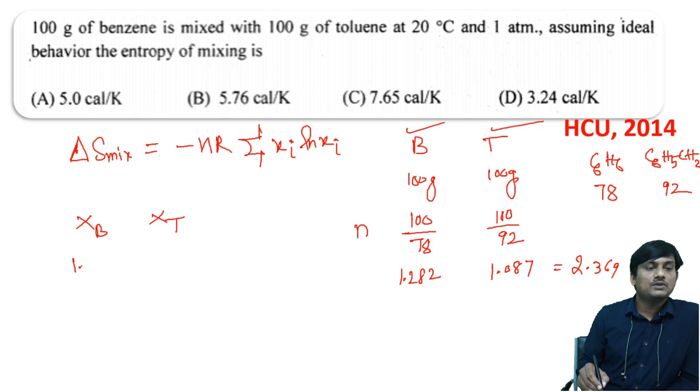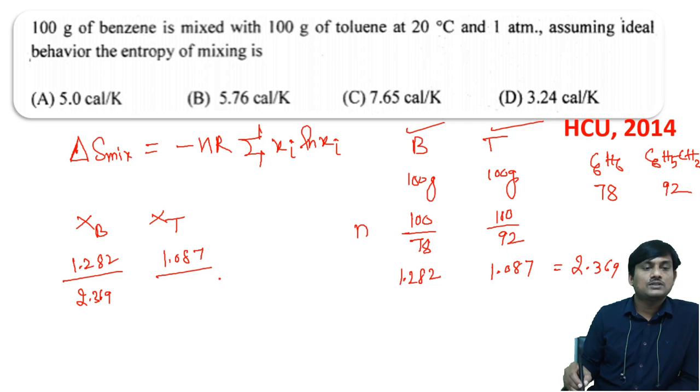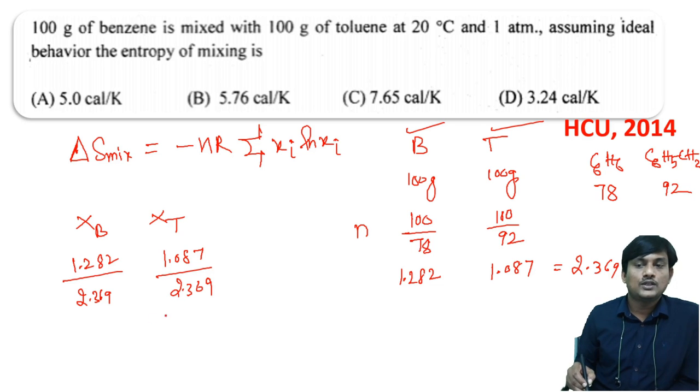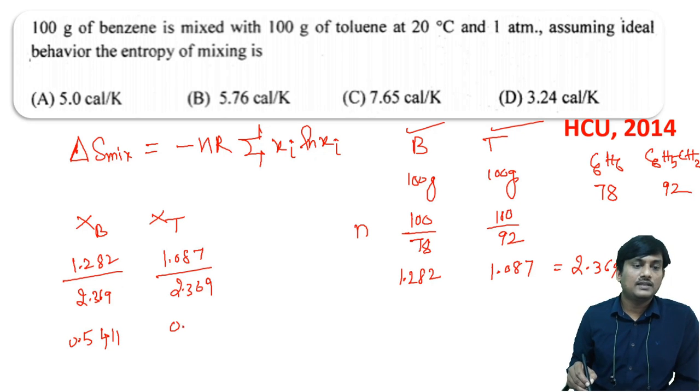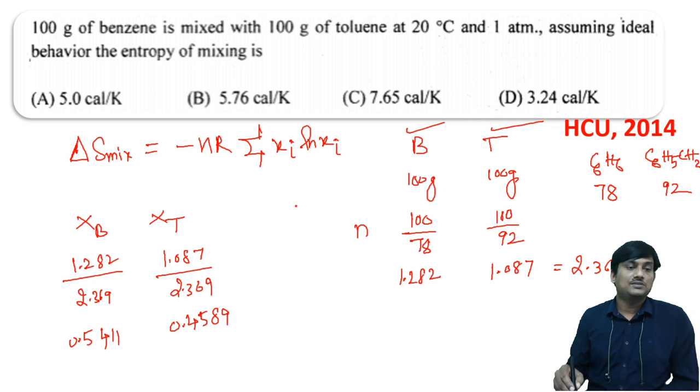Then what is the mole fraction, Xb and Xt? Mole fraction will be 1.282 by 2.369. This one, Xt, is 1.087 by the total number of moles, 2.369. You will get 0.5411 and 0.4589. For this you have to use a calculator.